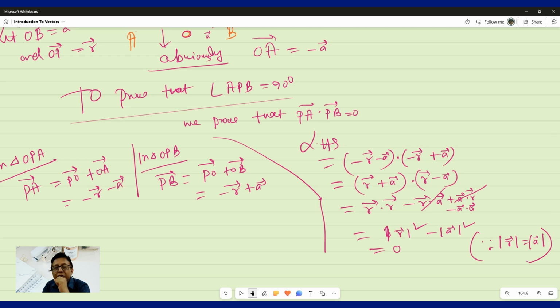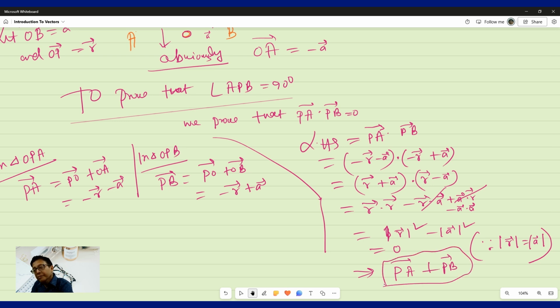So dot product 0. Dot product 0 means you have found what? LHS is PA dot PB. This is 0. So this implies what? PA perpendicular to PB. Okay? So angle in a semicircle is a right angle. This can be done with the help of vectors so nicely.